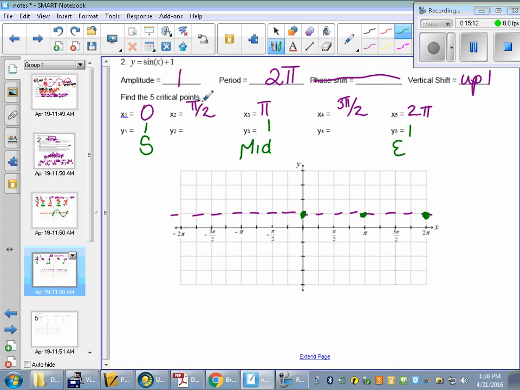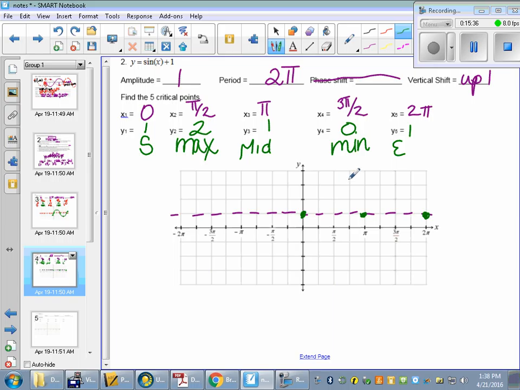All right, and then we have our max and minimum. Which one do we hit first? Well, because our graph is positive, we're going to hit our maximum first. We're going to go up, then down. Amplitude is just 1. So my maximum is 1 above the midline. We're at 1 for the midline, so the maximum 1 above 1 is 2. The minimum is 1 below. So 1 below 1 is 0.